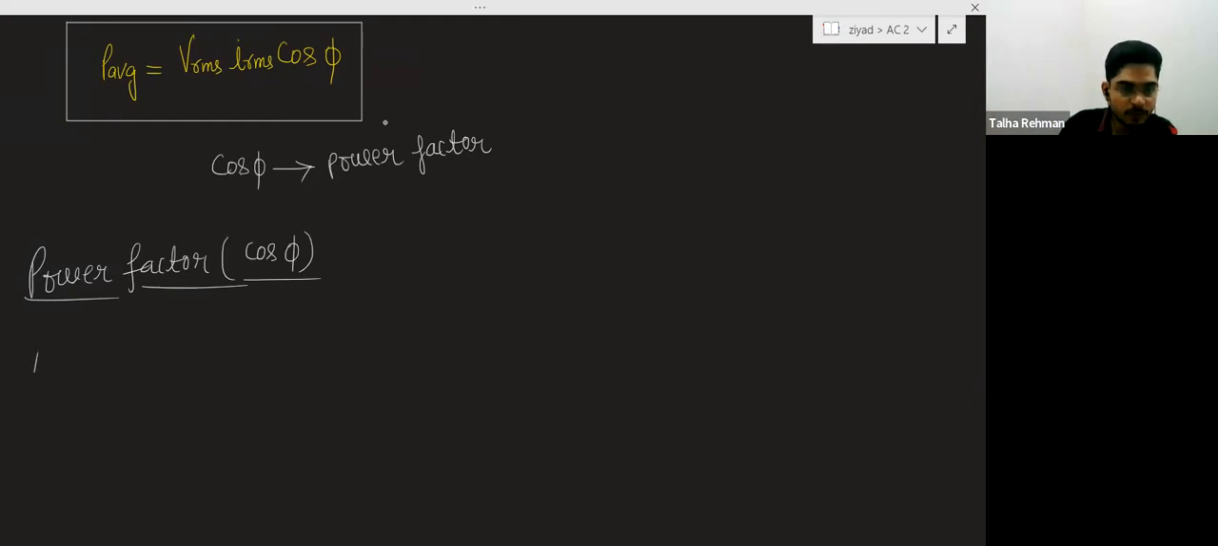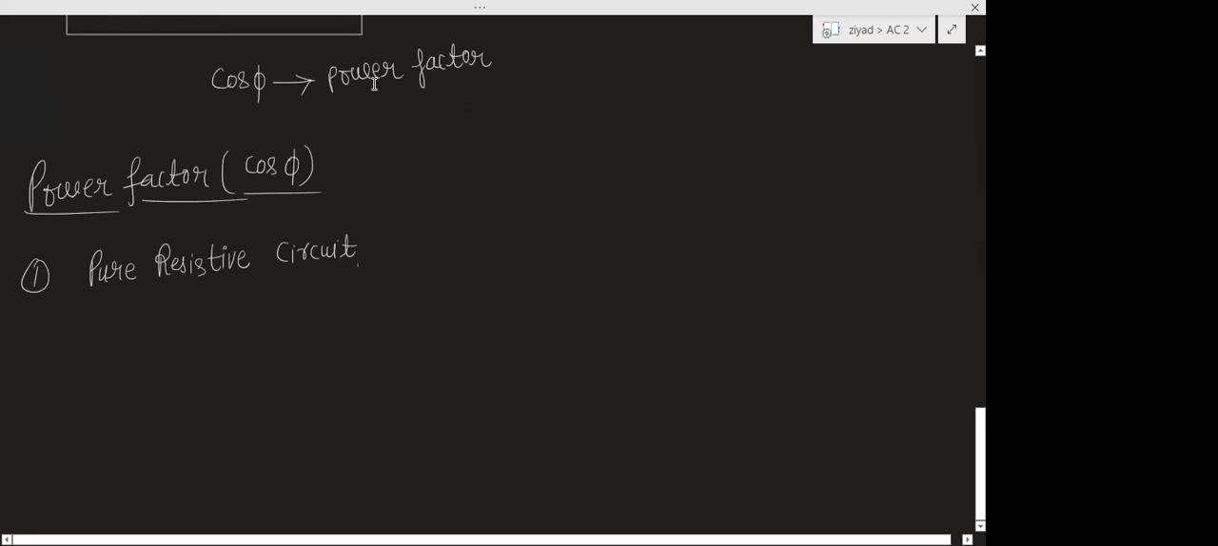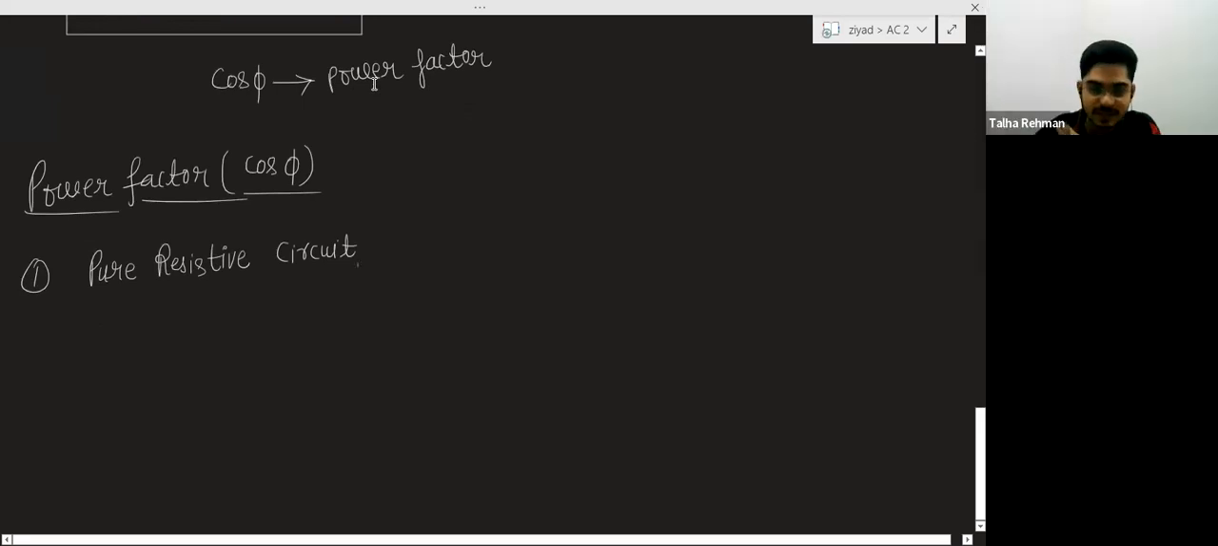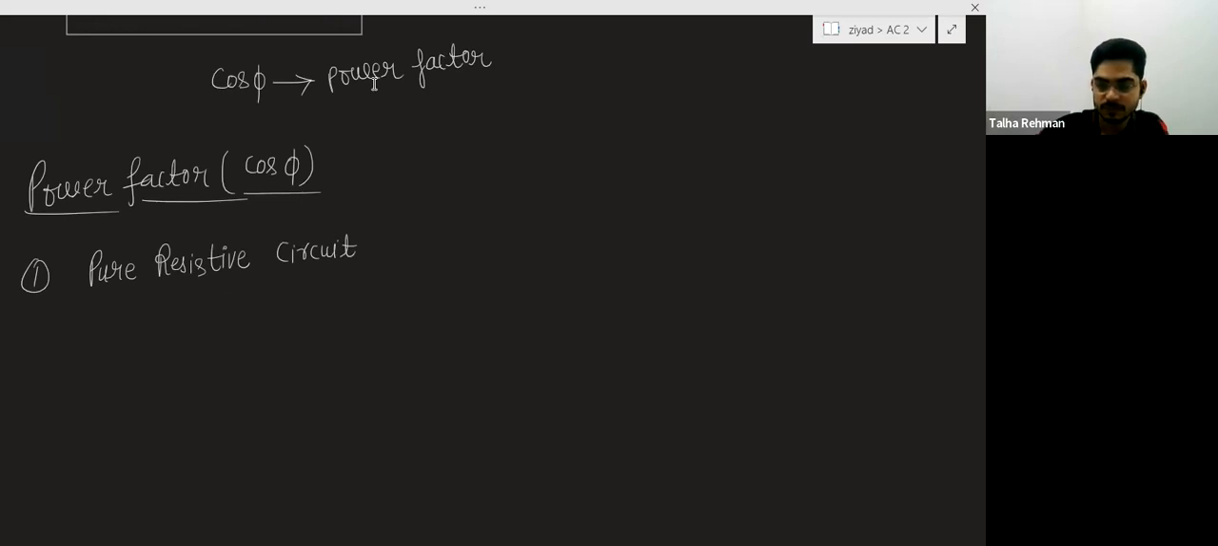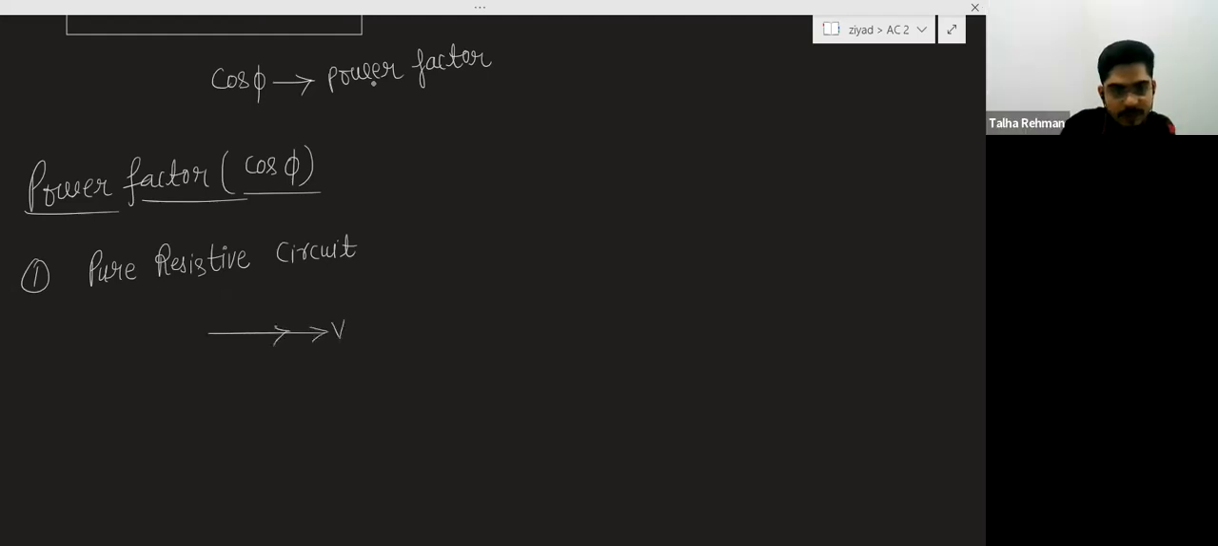If I am talking about the first type of circuit that we have discussed, the pure resistive circuit, what is the phase difference between the current and the voltage? Pure resistive means only resistance is connected with an alternating source. The phase difference is 0 degree. Voltage and current are in the same phase.